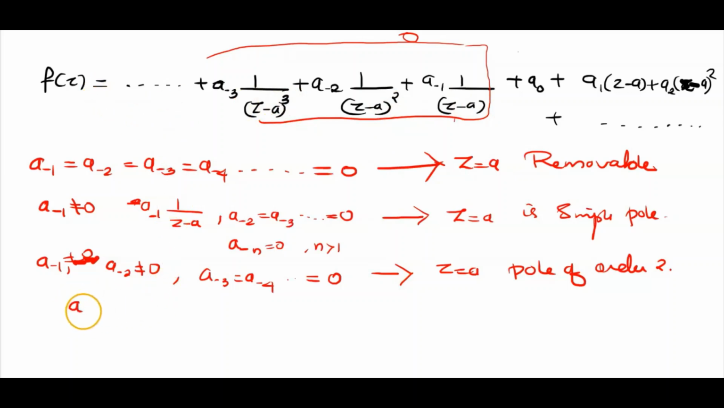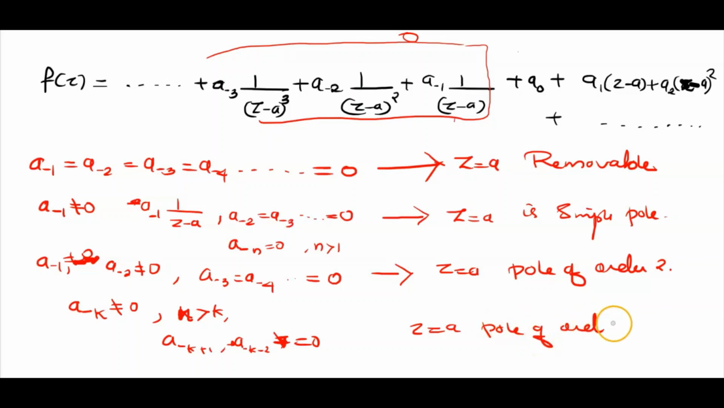That means generally, if we have a minus k not equal to 0, that means k equal to 1, 2, 3, 4, up to k, a minus k not equal to 0, and for n greater than k, that means a minus k plus 1, a minus k plus 2, all other terms are equal to 0, then z equal to a is a pole of order k. If a minus 1, a minus 2, a minus 3, up to a minus k is not equal to 0, then this is a pole of order k.